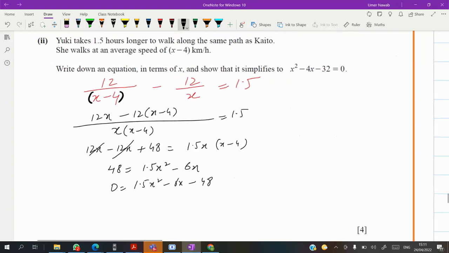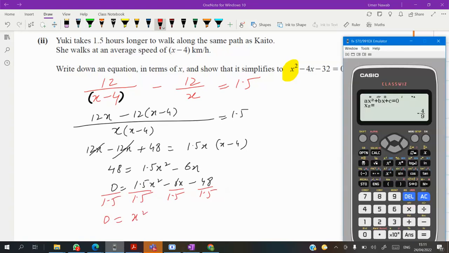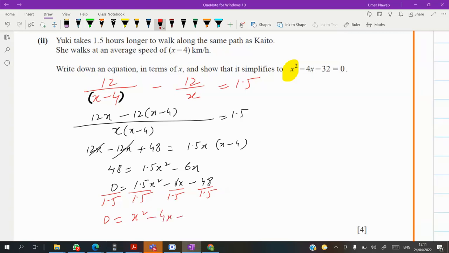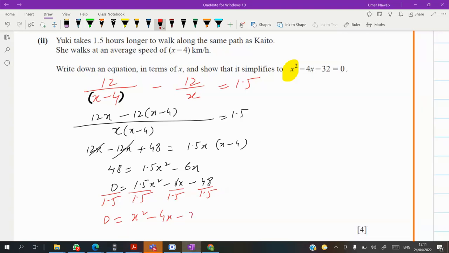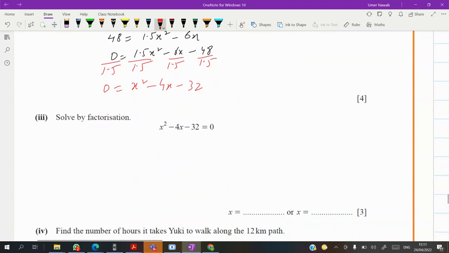Since the equation which we want to get has coefficient of x squared equal to 1, we need to divide everything by 1.5. See what comes to us. 6 divided by 1.5 gives you 4. Yes, it is matching with the answer. And 48 divided by 1.5 gives you 32. Yes. Now he said use factorization.